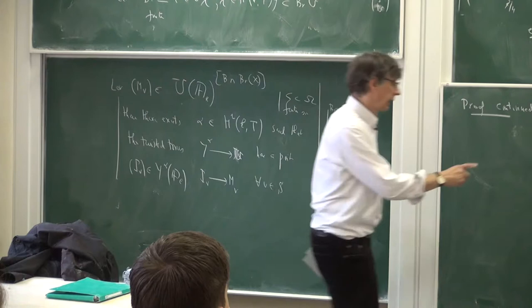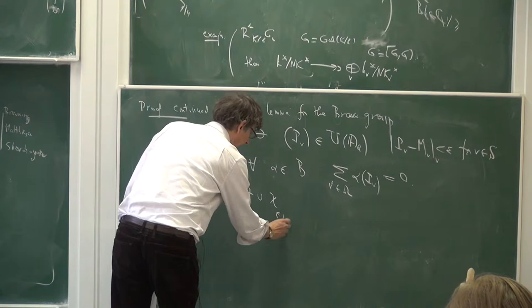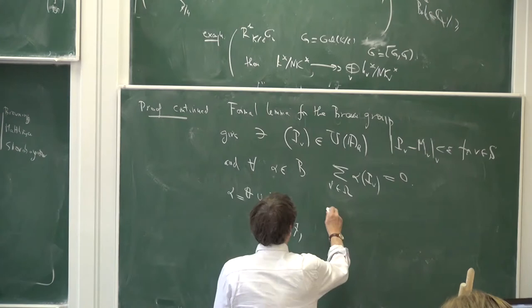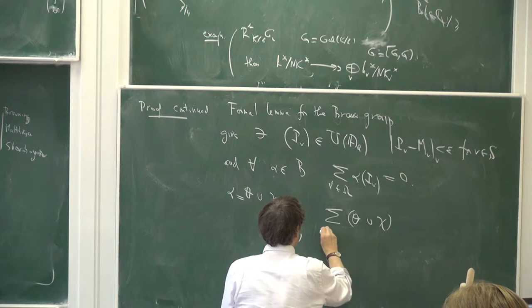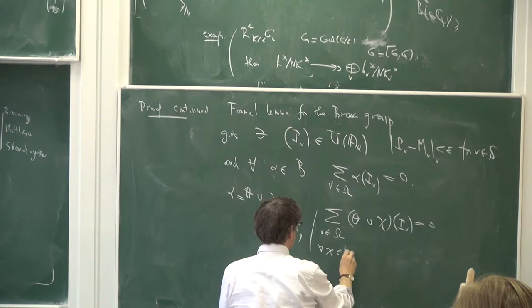Okay. Now this alpha, what is this alpha of the shape? Alpha runs through the elements of the shape theta cup chi, and chi varies in H1(K, T hat). So that we have the sum of theta cup chi, v in Omega, of the PV equals zero for all chi in H1(K, T hat).